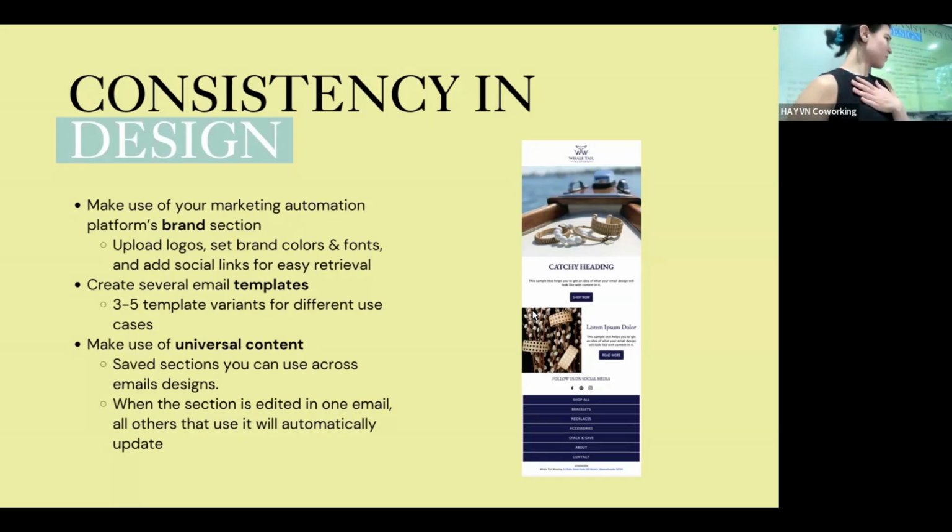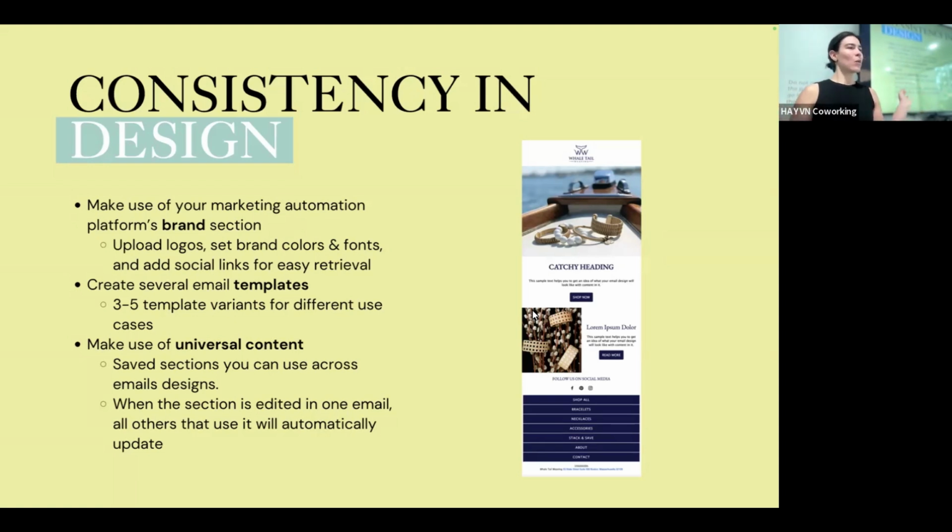And then finally, a lot of platforms will have something called universal content or something similar, saved content, things like that. These are saved sections that you can use across email designs. So even if it's not part of a template, you can select that universal content. You can drag and drop it into your email design, and that will stay the same across email designs.